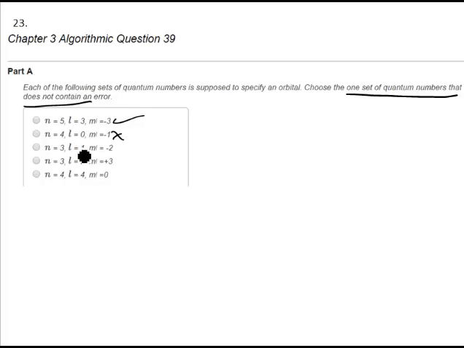So that's wrong. Here we've got 3, L is okay, L equals 1, but we can only go from 1, 0, minus 1, so that's wrong. 3, L is equal to 2, that's okay, but we can't have an M sub L that's greater than L, so that's wrong. And then we have N equals 4, L equals 4, well, N minus 1 is equal to L, so that's wrong. So the only one that does not contain an error is that one.